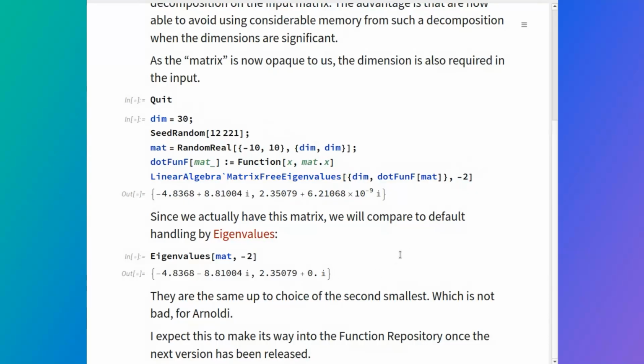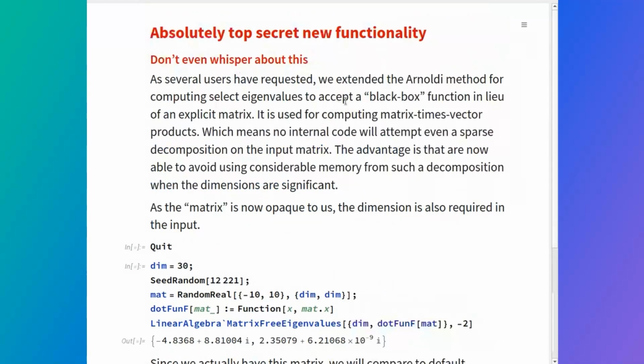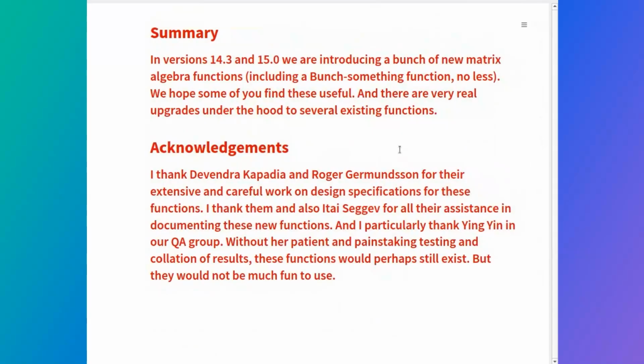Okay. And if you compare to the default eigenvalues, which has its own code, but in some cases is less efficient, particularly for very large matrices, and of course won't work at all if you don't know the matrix and just have the function. So this is some nice new functionality that's been requested. It's not yet a system function, and I don't know if it'll become one, but it will certainly be available.